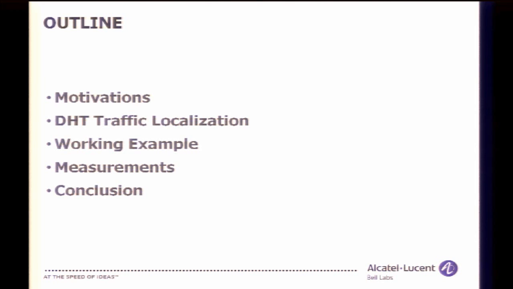First of all, I'm going to motivate a little better why we need to do this without using a tracker. Then I'm going to talk about our solution, which is called DHT traffic localization. Hopefully everybody knows what a DHT, a distributed hash table, is. I'm going to walk through a working example. Then I'm going to present some measurements we've been performing on the biggest BitTorrent network, called Mainline, with about 15 million users. And then I'm going to conclude my talk.